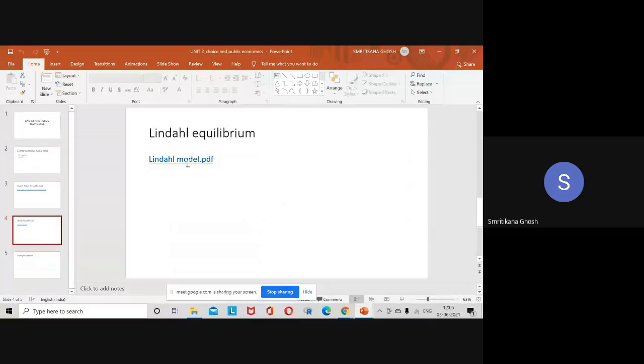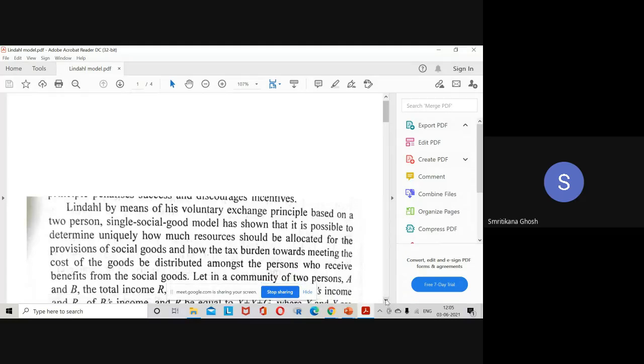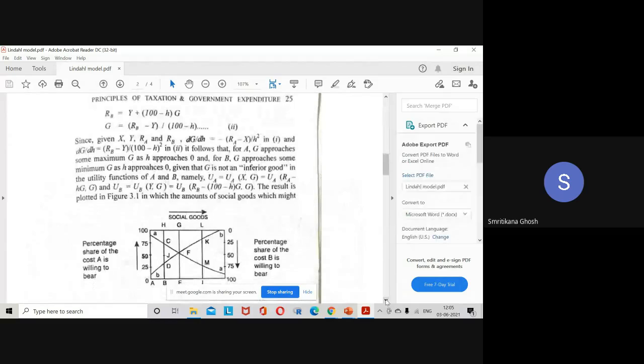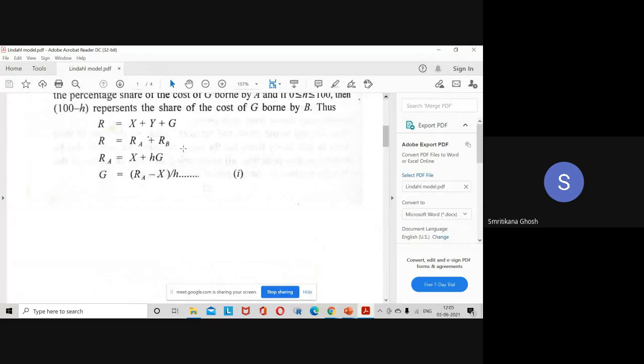Yes, we are discussing the Lindahl model. So we are just here now, as much as I remember. Here the assumption is that there are two individuals, A and B, who are consuming two commodities. One is a private good and another is a public good. The public good is G, and the private good consumed by individual A is X, and for individual B it is Y.